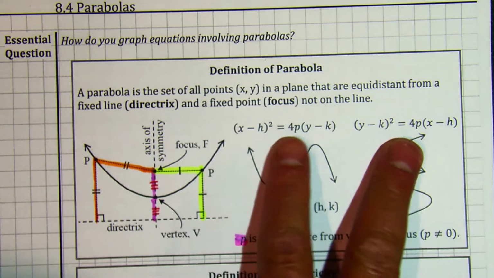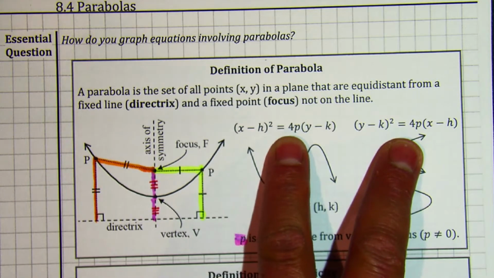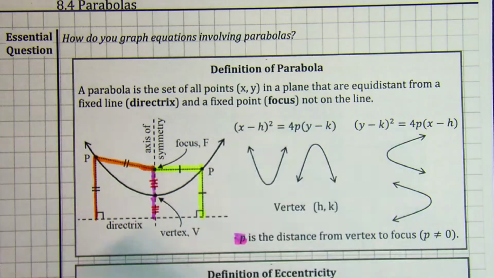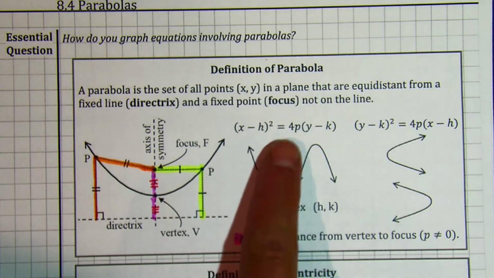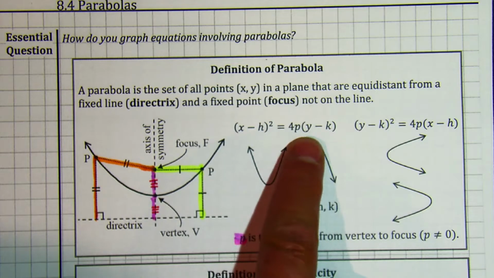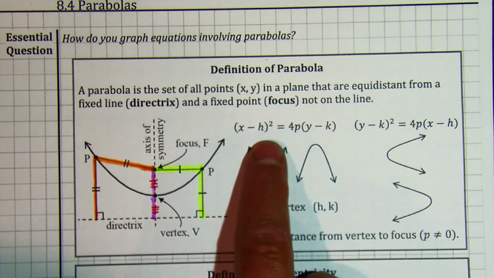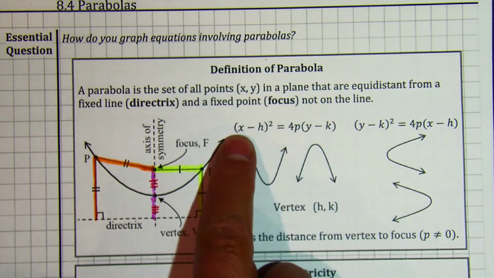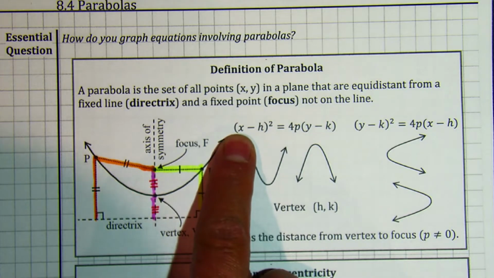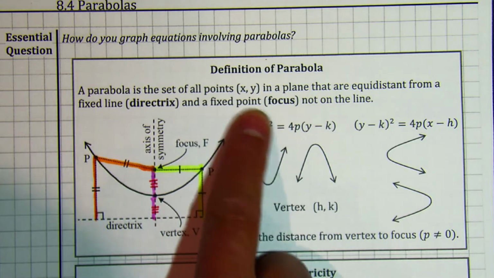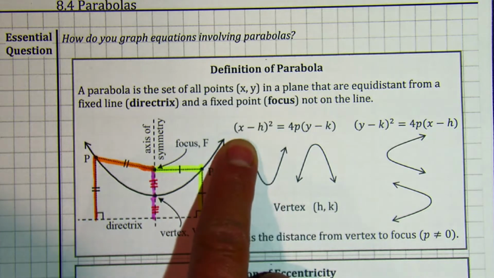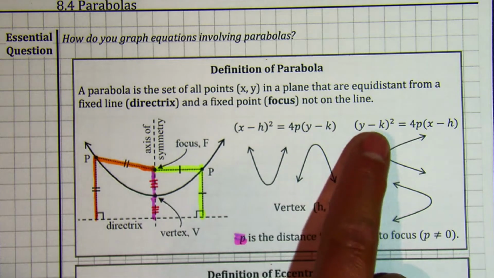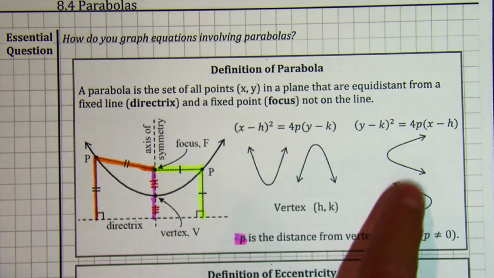Notice that we have two equations that you need to be able to memorize for the test, and they look very similar. If you have 4p(y - k), then your parabola will be facing up or down. That means that your x is being squared. It can be positive or negative, but usually on a parabola we have x squared facing up or down. If your y is being squared, that means it's going to be facing right or left.